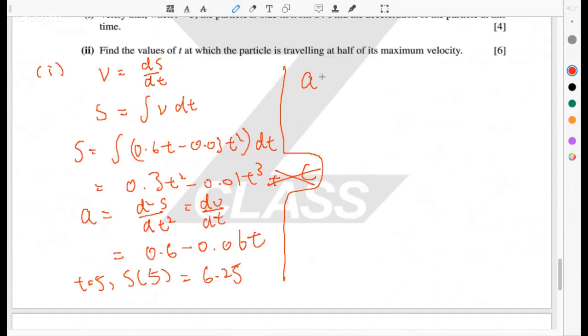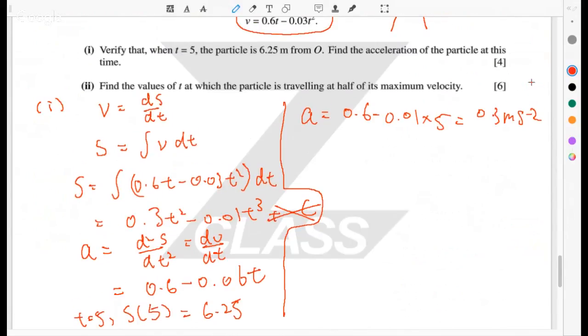And a would be equal to 0.6 minus 0.01 times 5. That gives you 0.3 meters per second squared. In the second part of the question, we're asked to find the values of t at which the particle is traveling at half of its maximum velocity.